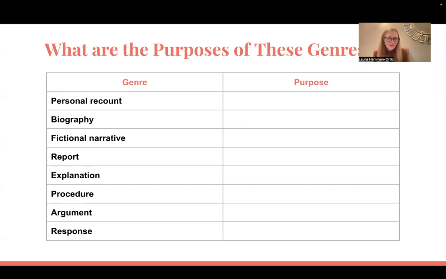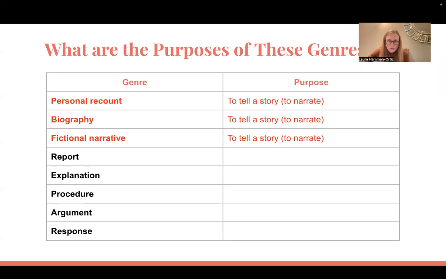But at the heart of this perspective is a focus on purpose. And that helps guide our understanding of what these different text types are designed to do. So a personal recount, a biography, and a fictional narrative all fall within the same general purpose, which is to tell a story. They have different sub-purposes within that, but in general, they're all telling a story.